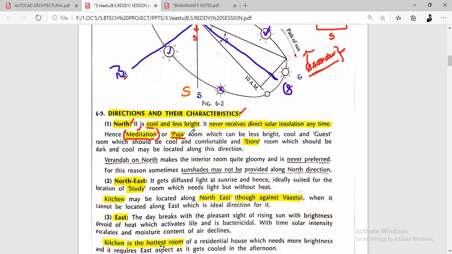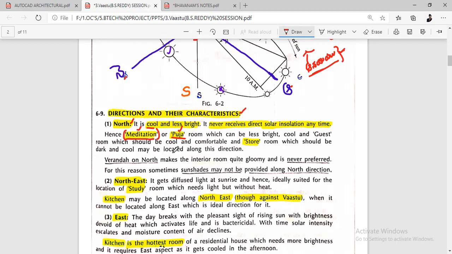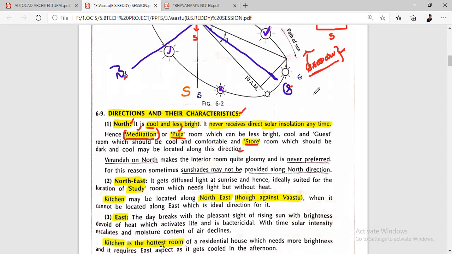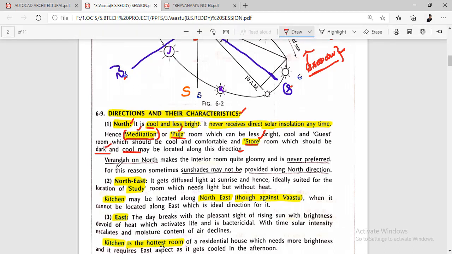And the puja also, whenever we are sitting for puja, you need a cool place. Okay, we can't do the puja in some hot condition. And also the storeroom, which should be dark and cool, may be located along this direction. See, why are we talking about a storeroom? Even if you just brought any vegetables, they need to be placed in the coolest place. That's a fridge. So a storeroom needs a cool place, and it's dark, so there are no sun rays in that place. That's why we need to provide the store as well.